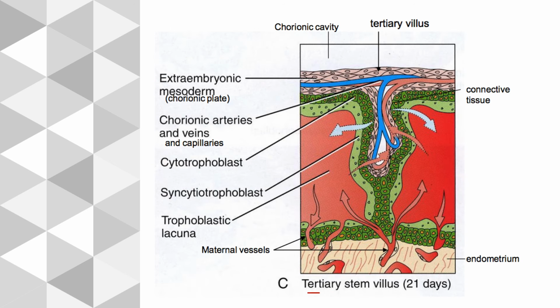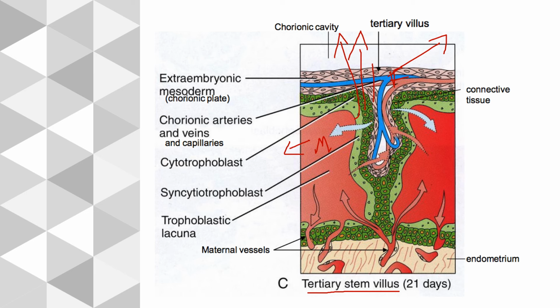In the third week, after the secondary stem villus, the tertiary stem villus is formed. How is it formed? The fetal blood vessels in the extraembryonic mesoderm grow into the core. Students should understand now, it is very clear, this is the maternal blood and this is the fetal blood. That is the function of the formation of all these stem villi. So in the tertiary stem villi, in the core are the fetal blood vessels surrounded by extraembryonic mesoderm, surrounded by trophoblast, cytotrophoblast and syncytiotrophoblast.